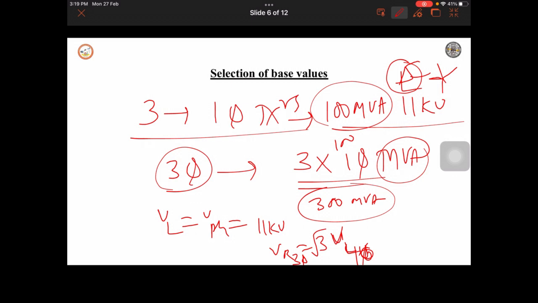The per unit impedance of a three phase transformer made up of three single phase units is the per unit impedance of the single phase unit, and that is what I told. Suppose it is made up of three single phase units, then it is considered from the single phase unit calculation for three phase.